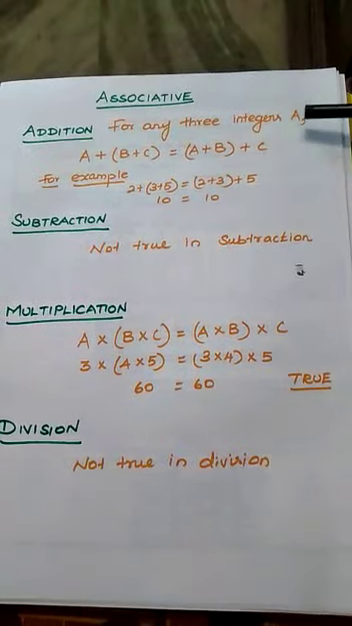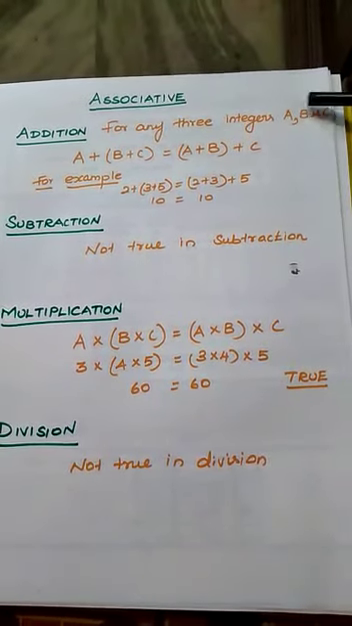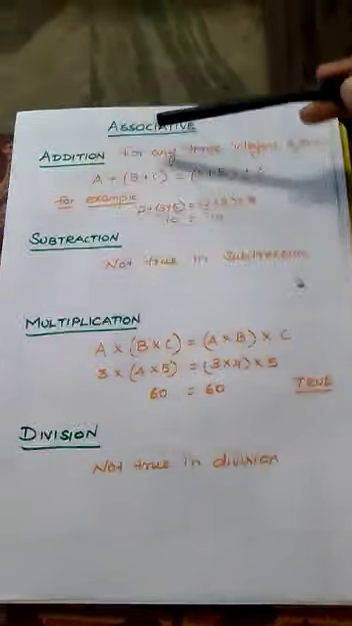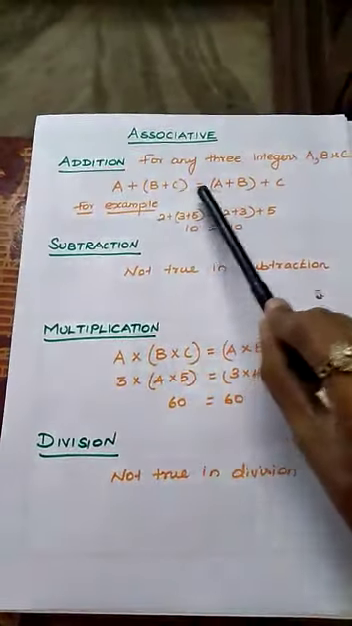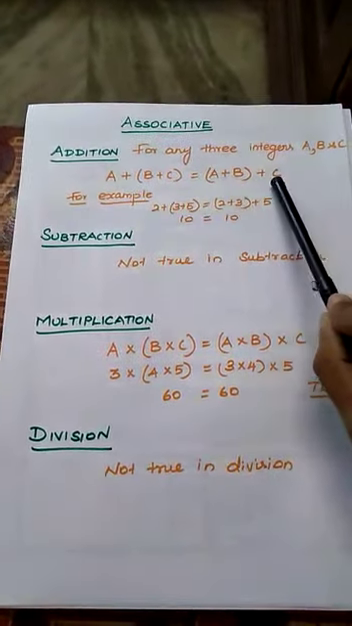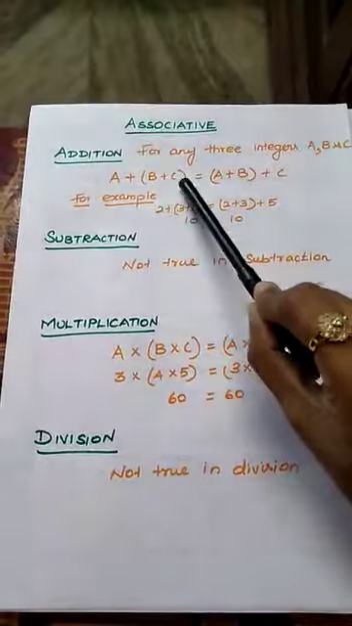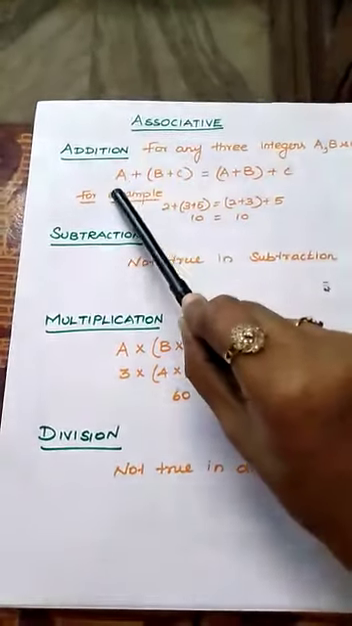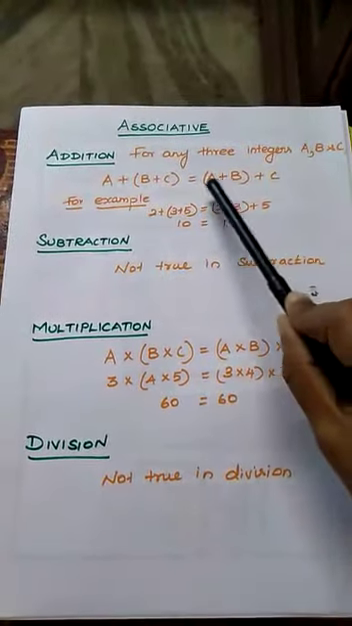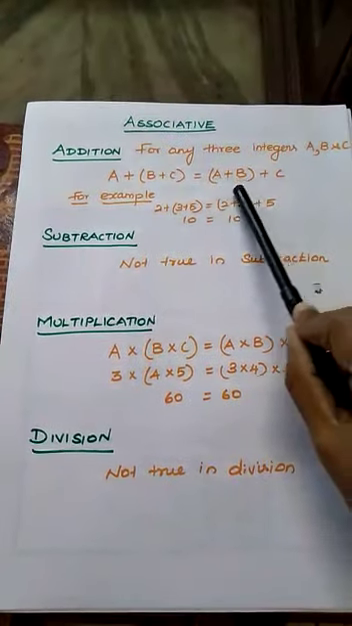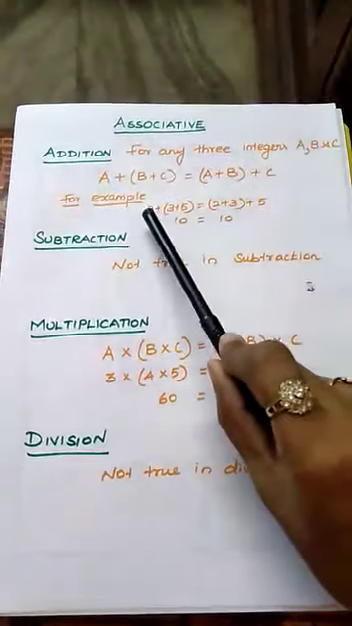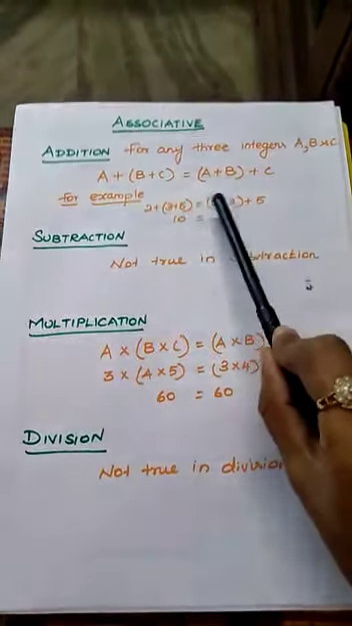Associative property: we use three numbers, that is a, b and c, three integers. So a + (b + c) = (a + b) + c. On the LHS, first we add the last two values, then add with a. On the RHS, first we add the first two values, then add with c. For example, 2, 3, 5 are three integers.